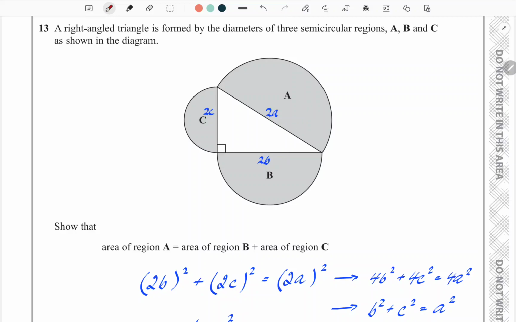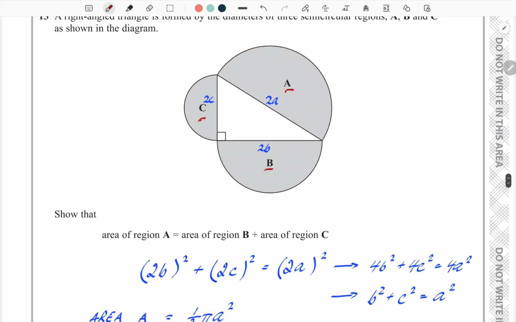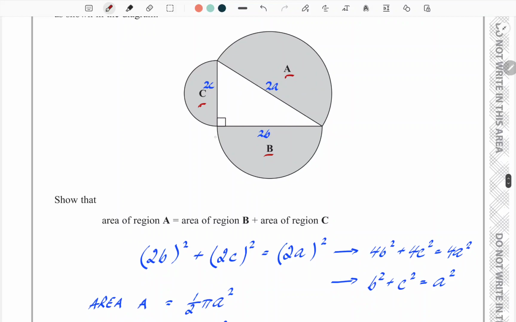So you've got these semicircles, A, B, and C, right? In whatever order. And they're saying that area of region A, okay? All it means is the area of semicircle A equals the sum of semicircle B and semicircle C. That's all it is, okay? All right. Now, the important thing to note is that they've been put together with a right angle triangle. And straight away, you should think Pythagoras.